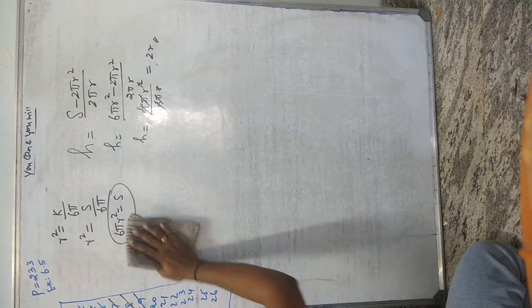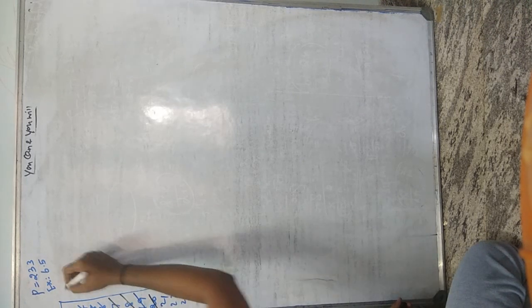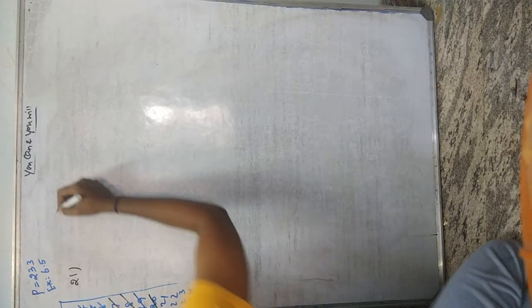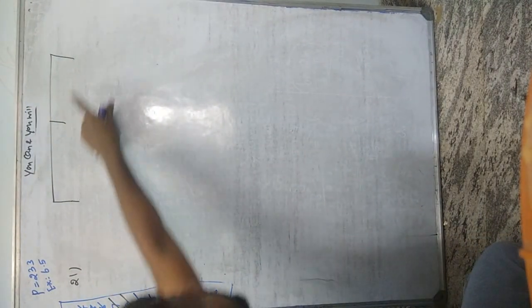Next, I will move on to question number 21. I already told you that you need some patience to do word problems, so kindly have patience. Question number 20 is completed. Now question number 21: of all the closed cylindrical cans of a given volume, find the dimensions of minimum surface area. I already told you that you have to divide the question into 3 parts.